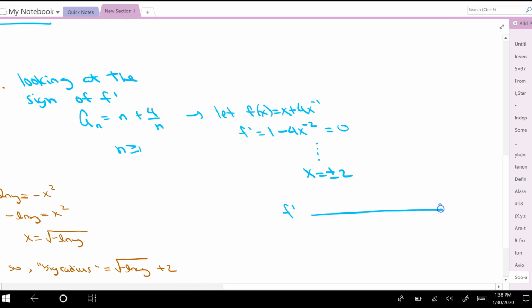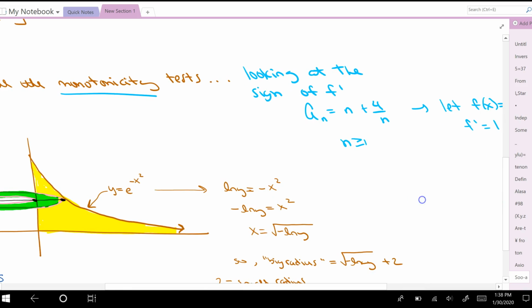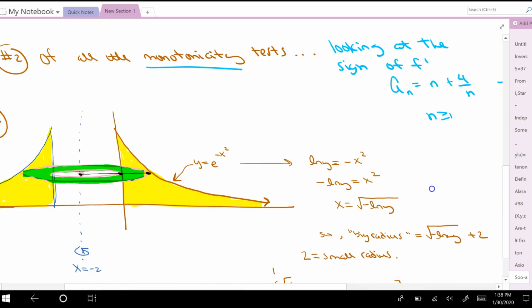So I'm going to go down here and do a first derivative sign analysis: for values of x less than 2, f prime is positive, and then it becomes negative. And remember, with sequences, eventual behavior is what matters. So from the second term on, this sequence is eventually strictly decreasing because f is decreasing. So of all the monotonicity tests, the f prime one is the easiest.